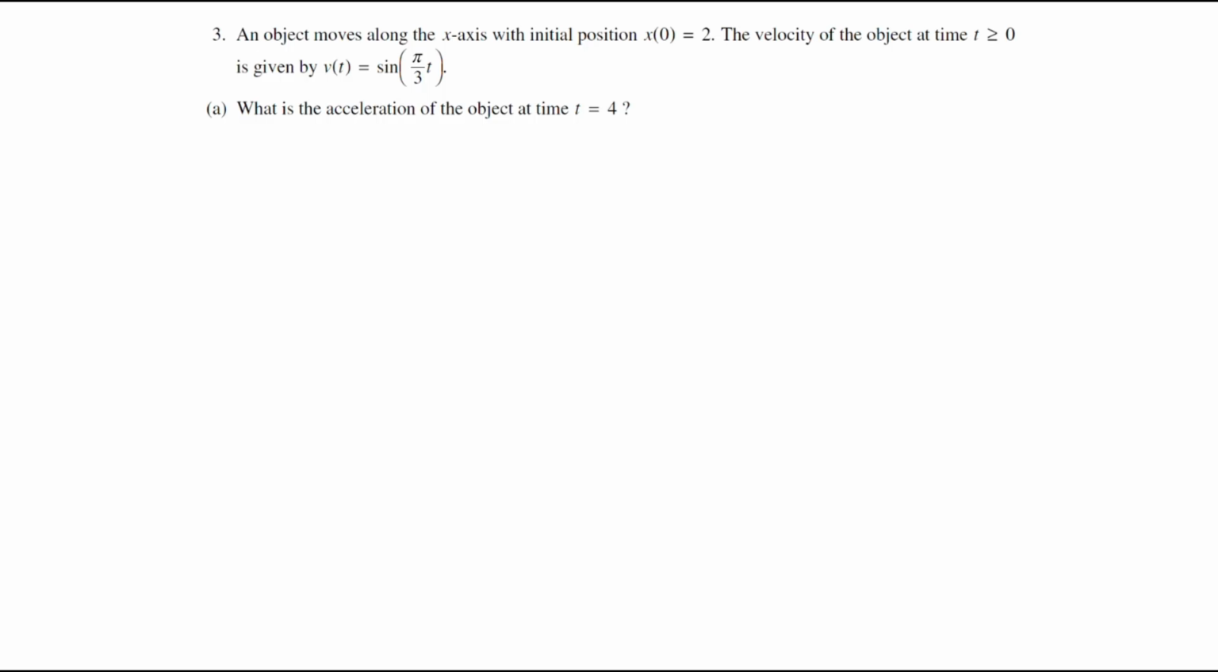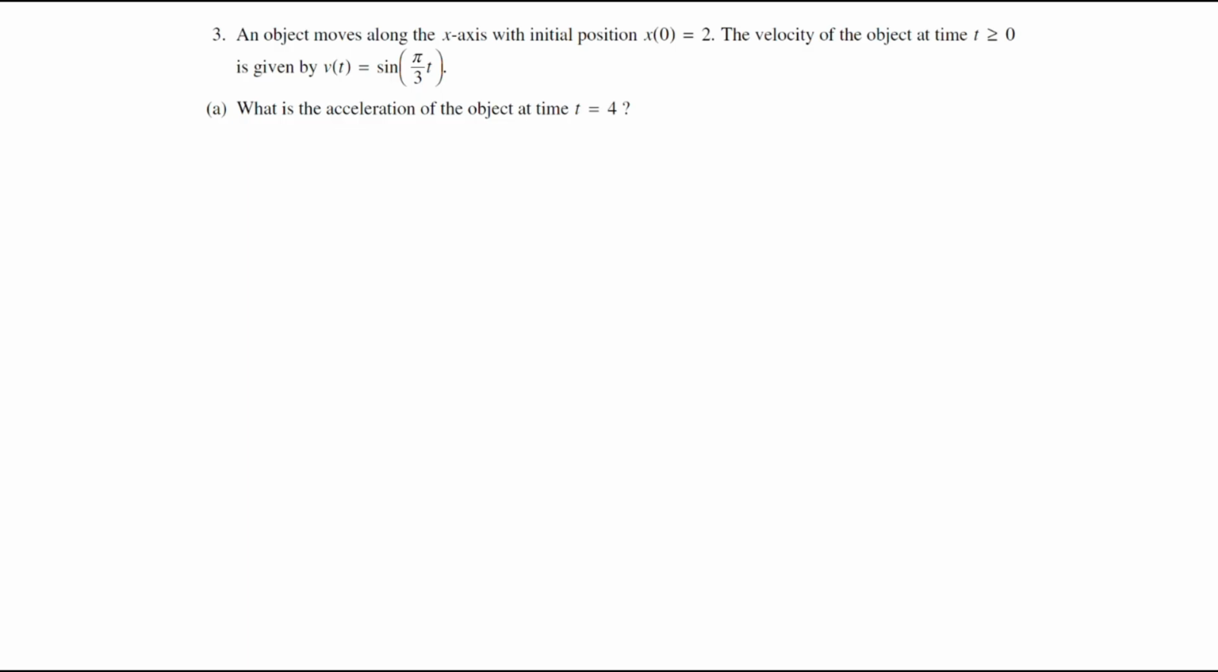All right, this is question number 3 from the 2002 AP Calculus AB exam. It's a motion question. And back then, question number 3 was a calculator question, so this is still a calculator question. We've got an object moving along the x-axis with an initial position of 2 at t equals 0. And we have a velocity function for it that's valid for t greater than or equal to 0 of the sine of pi over 3 times t. We want to know the acceleration of the object at t equals 4.